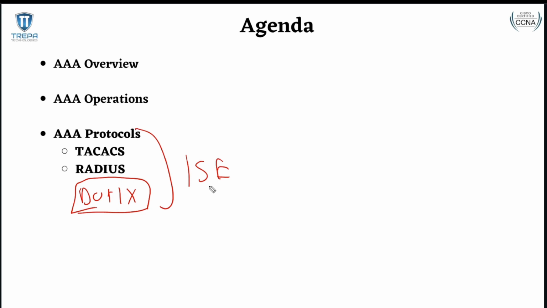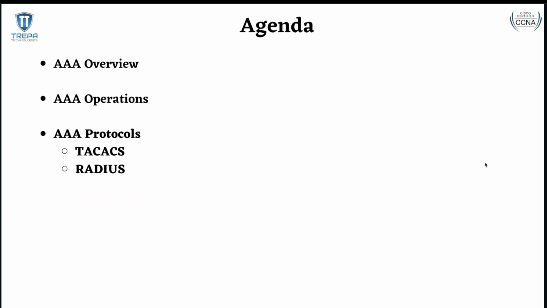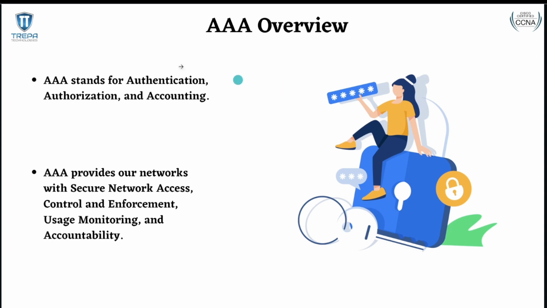Typically, when you're labbing up at home, if you want to deploy ISE, it's going to be a big haul. It's really robust, so there are ways to lab this up at home. But for now, just for the CCNA exam, we're just going to go over the AAA technology and the protocols. So, of course, it stands for Authentication, Authorization, and Accounting.